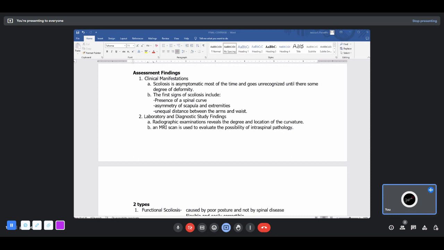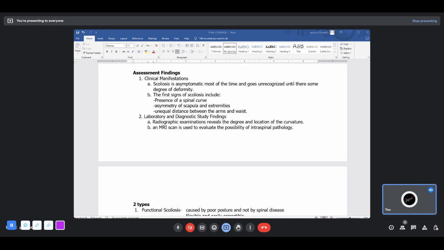For the laboratory and diagnostic study findings, radiographic examinations reveal the degree and location of the curvature. For example, a chest x-ray, where you can see the spine and how it looks. An MRI scan, a better imaging, is used to evaluate the possibility of intraspinal pathology. Pathology is the science of the cause and effect of the disease.